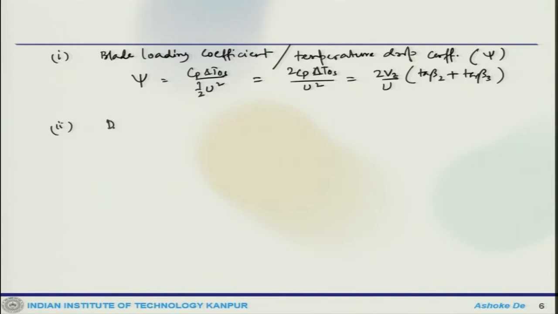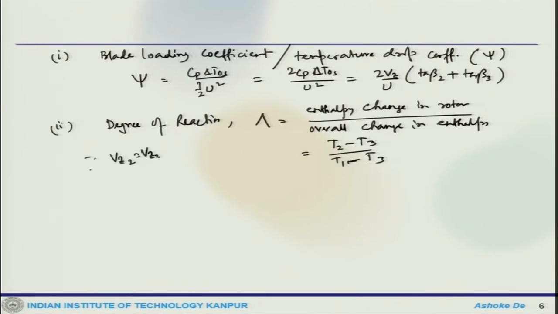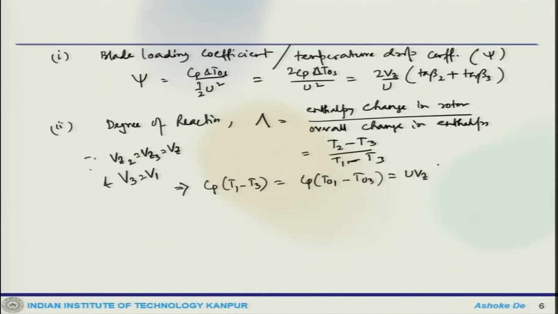Now, second, the degree of reaction, which is defined like the enthalpy change in the rotor over the overall change in enthalpy. So, this will be (T2 minus T3) by (T1 minus T3). Since we have Vz2 equals Vz3 equals Vz, and V3 equals V1, we can write Cp (T1 minus T3) equals Cp (T01 minus T03), which is U Vz (tan beta 2 plus tan beta 3).